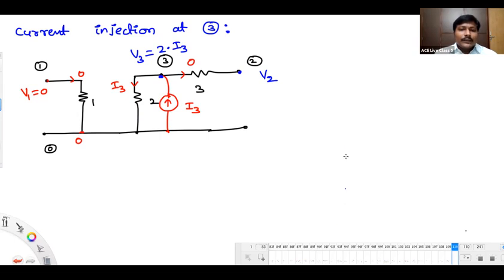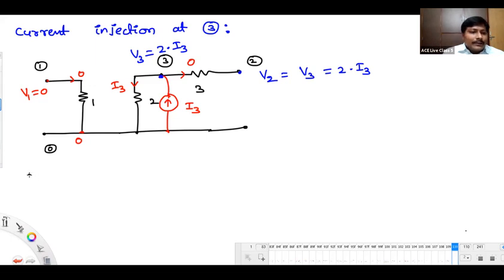Yeah, that will be nothing but the value of V3 because it is not carrying any current. So this node voltage, both will be equal. V2 and V3 are equal, which is nothing but 2 into I3.